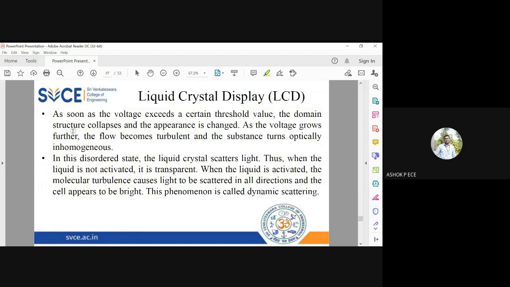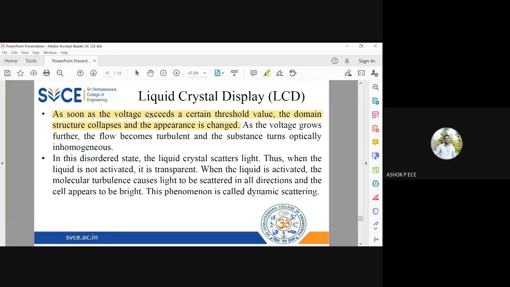Electric field. So as soon as the voltage exceeds a particular threshold, the domain structure collapses and the appearance is changed. So LCDs have to be operated very, very carefully. You should not give voltage beyond a particular voltage called the threshold voltage. If you give voltage beyond the threshold voltage, then the structure will collapse and the complete appearance of the LCD will become changed.